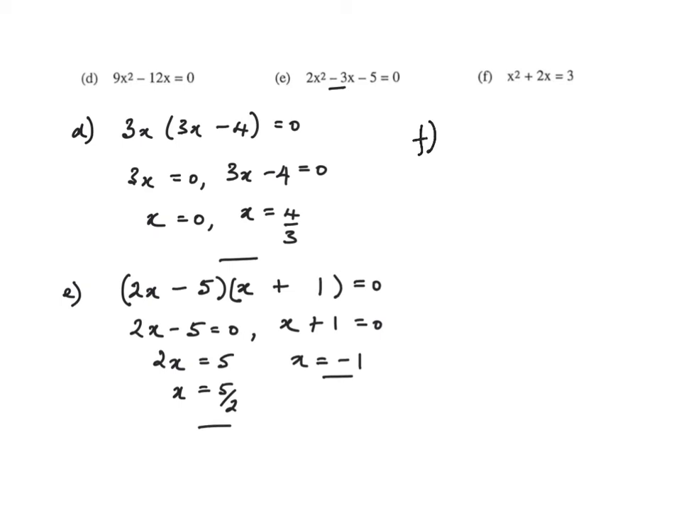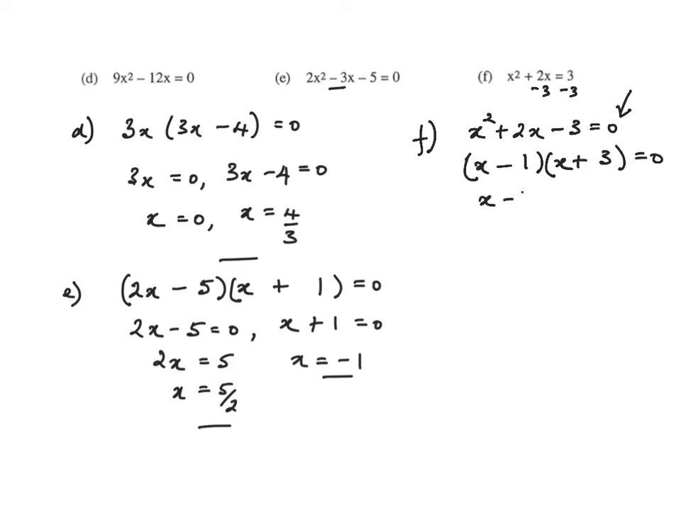Question F. This is not in standard form, so the first thing that I'm going to do is to subtract 3 from both sides. It's now in standard form, we must have an equal 0. Factorise, nice and simple, 3 and 1, plus 3 and minus 1. x minus 1 equals 0, x equals 1 and minus 3.